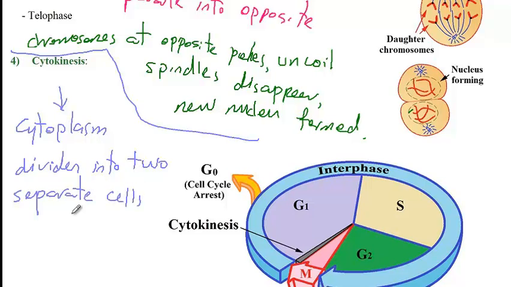In animals, what happens is that a cleavage furrow will be formed at the center of the cell in order to help the cell membrane pinch into the cytoplasm. So here you can see that we have a cleavage furrow in animal cells that happens during the cytokinesis stage. In plants, on the other hand, a new cell wall is assembled at the center of the cell.